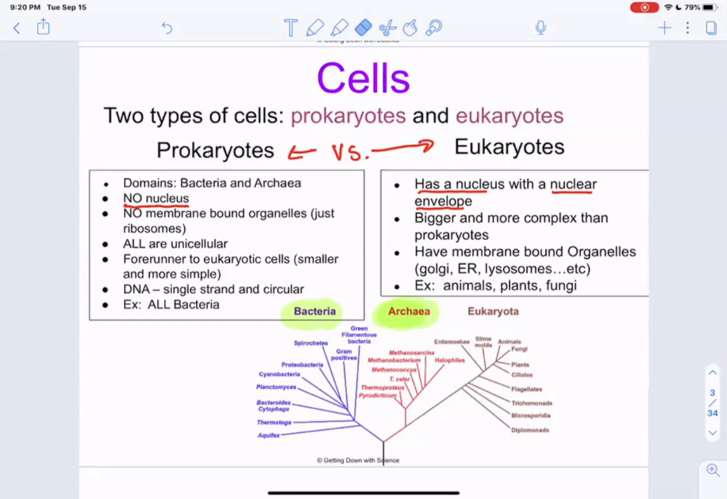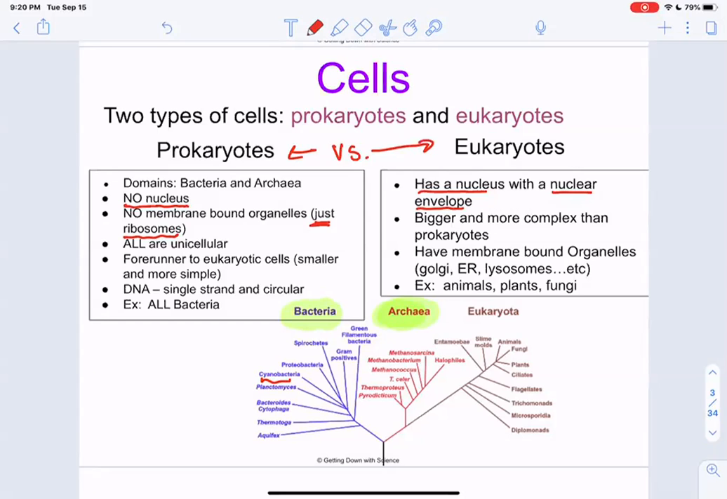Prokaryotes are going to have no membrane-bound organelles, which means that they only have ribosomes. No mitochondria, no chloroplasts, no endoplasmic reticulum, primarily just ribosomes. There's always going to be exceptions. For example, cyanobacteria have chloroplasts in them, but in the general sense, there are no organelles other than ribosomes.